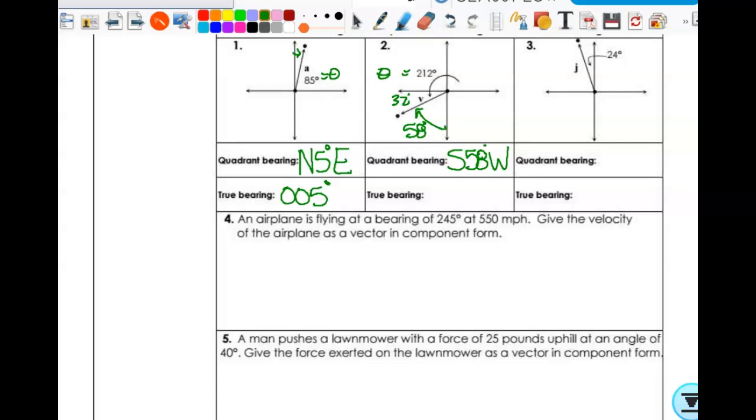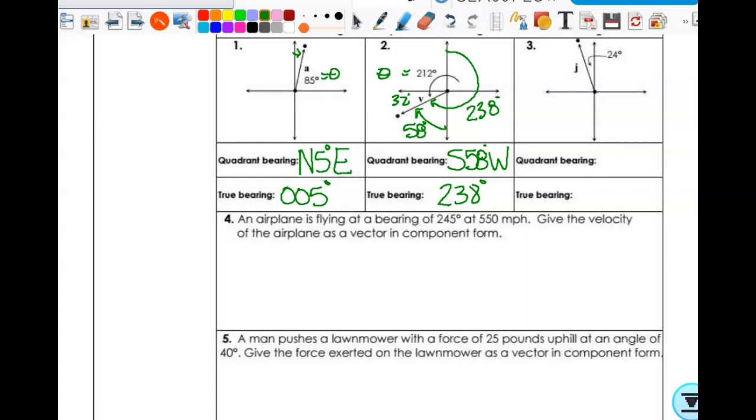All right, so then my true bearing, start here and go around. How am I going to figure out what that is? 180. Okay, either 180 plus 58, or I heard somebody say 270, or I could do 270 minus 32. Either way, like whatever makes more sense to you, doesn't matter either way. But what do we end up getting? 238. Everybody okay with that?